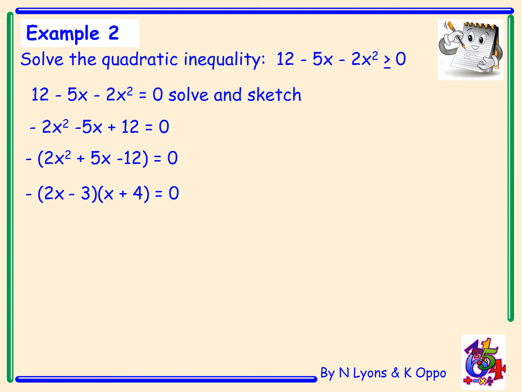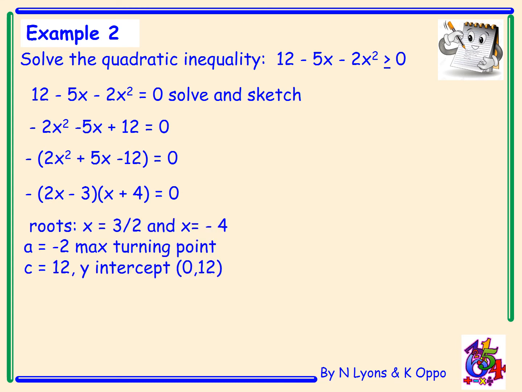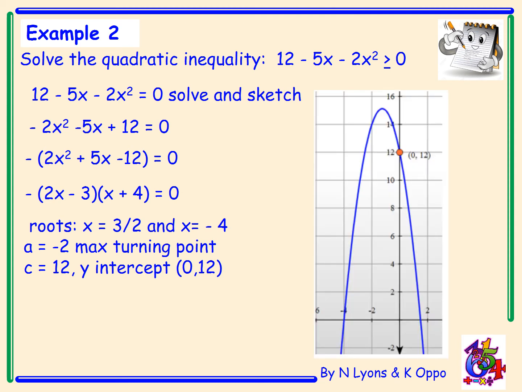Now take the time to make sure you fully understand how that's factorised. I can now solve it, and I've got the roots are x equals 3 over 2 and x equals minus 4. Now a equals minus 2 means that it's negative, so I'm expecting a maximum turning point. And from the original function, c equals 12, so that's telling me the y-intercept is (0, 12). So using all this information, I can draw a quick sketch. This sketch is showing a maximum turning point, it's cutting at (0, 12), and it has the roots minus 4 and 1.5, 3 over 2.